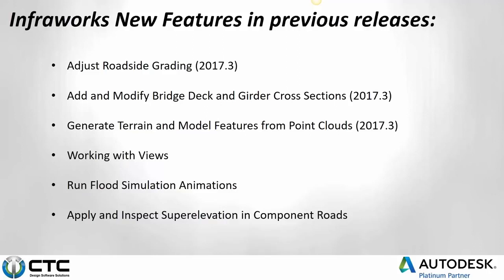Some of the new features that came out in 2017.3 were the adjustments to roadside grading, the ability to add and modify bridge decks and girders in cross sections, and generate terrain and model features from point clouds. Those were some of the big key features in the 0.3 release. Then in the 0.2 release, there were working with views, running a flood simulation animation, and applying and inspecting super elevations in component roads. Those were some of the key new features that came out basically 6 to 9 months ago.